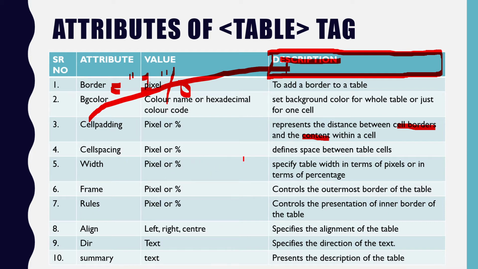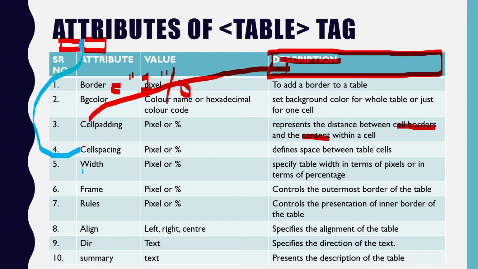Now about cell spacing. Cell spacing is the space between table cells. Suppose this is the first cell. Let's take one example from here. This is one cell, and after this is the second cell. So whatever space, let me take another color so that you will understand it better. This space which you see in blue color is known as cell spacing. It is the space between the table cells.